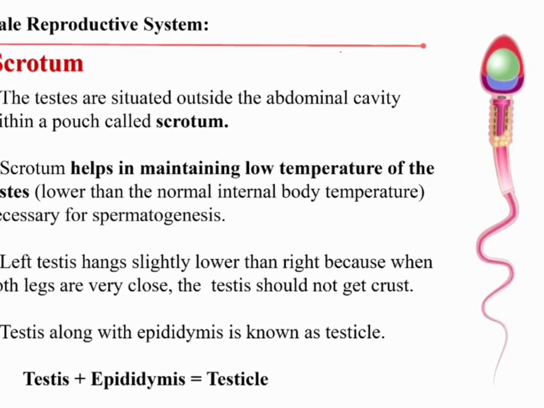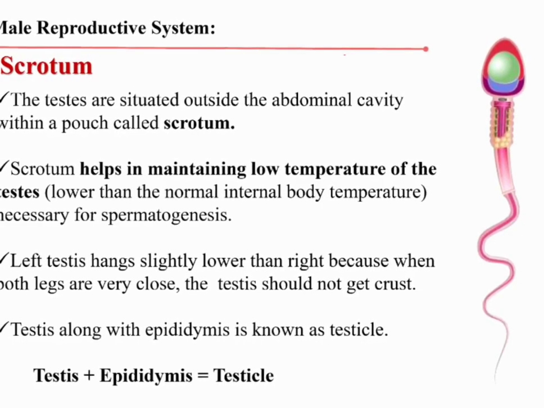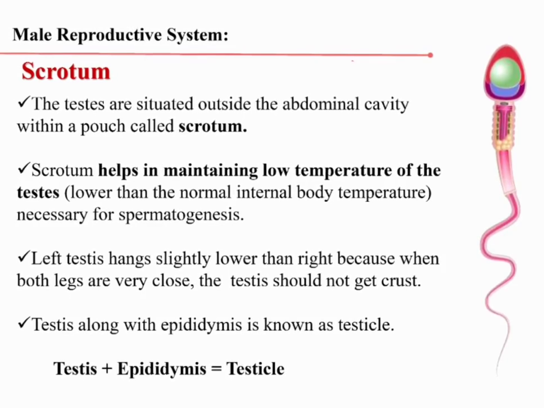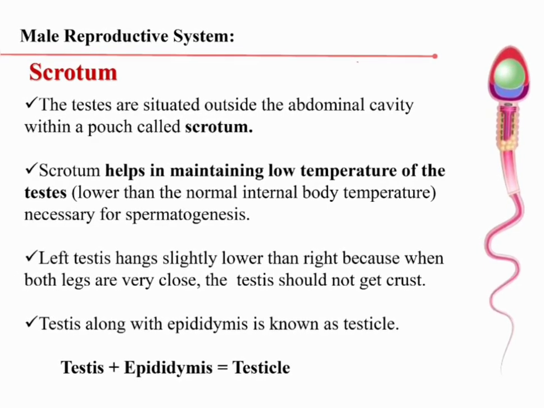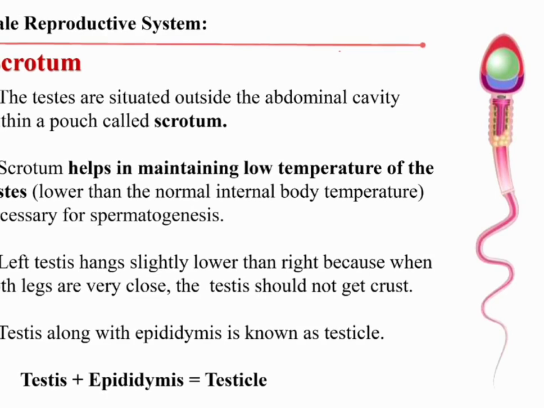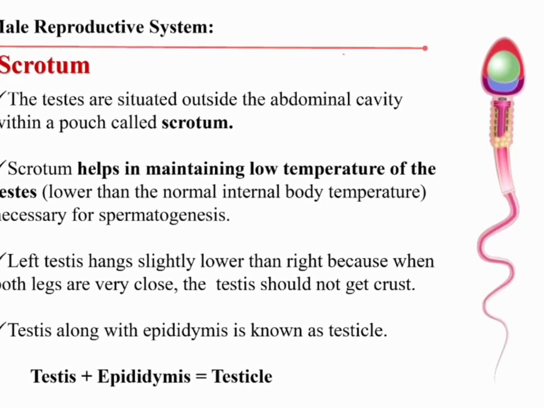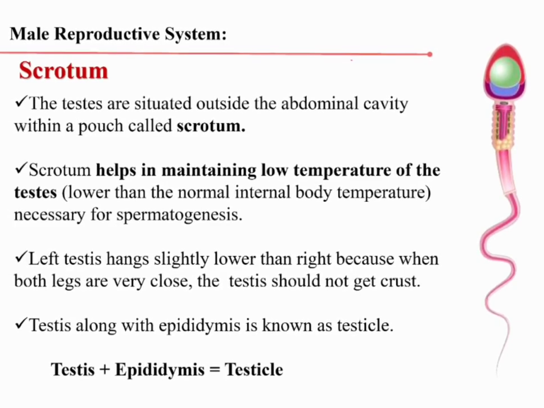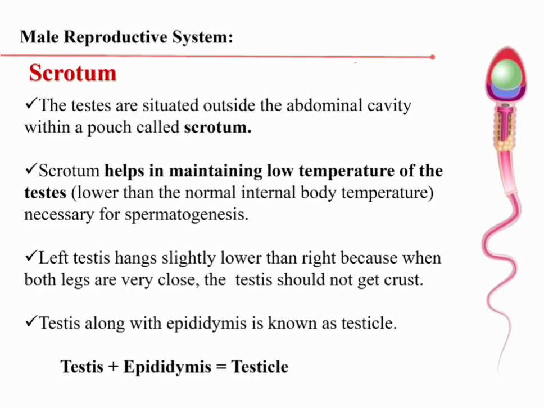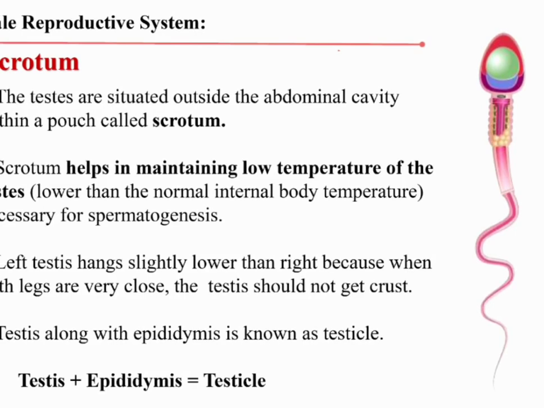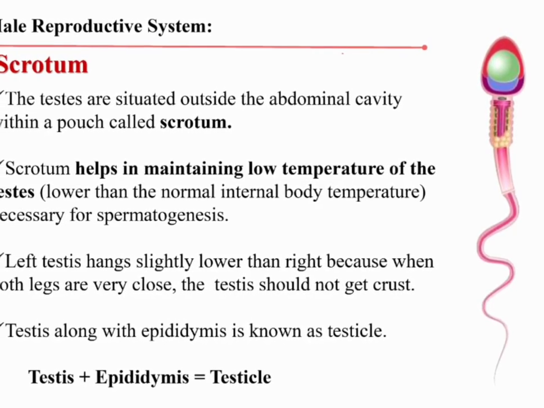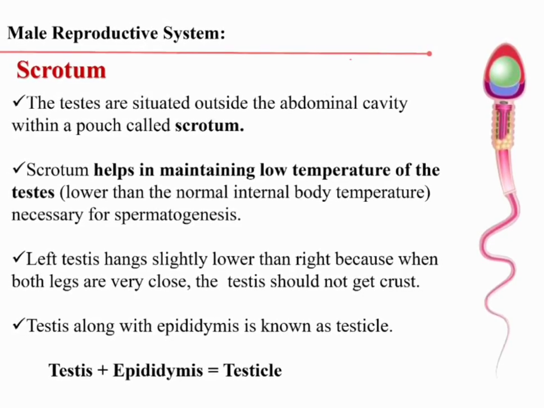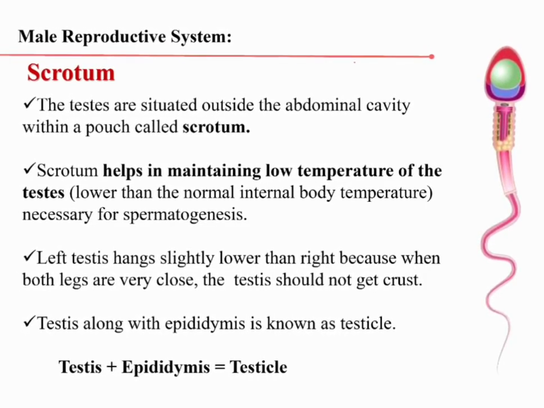Scrotum. The testes are situated outside the abdominal cavity within a pouch called scrotum. Scrotum helps in maintaining low temperature of the testes, lower than the normal internal body temperature, necessary for spermatogenesis. Left testis hangs slightly lower than right because when both legs are very close, the testis should not get crushed. Testis along with epididymis is known as testicle.